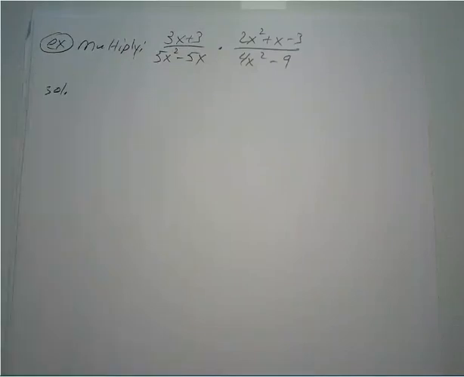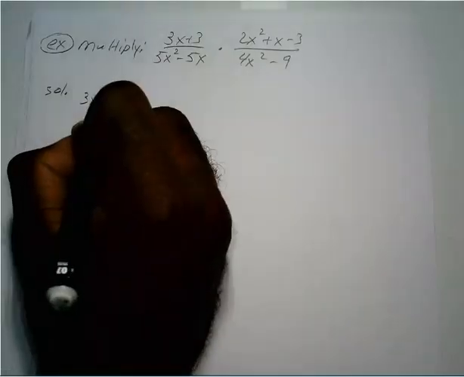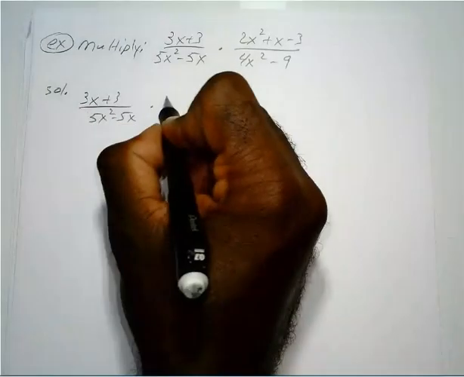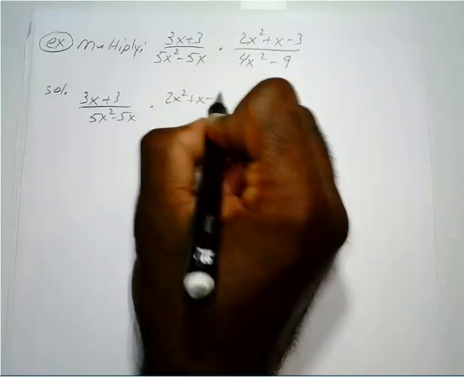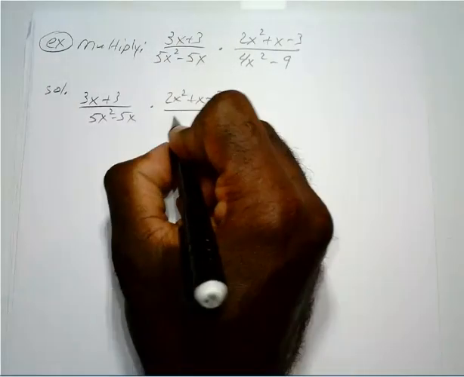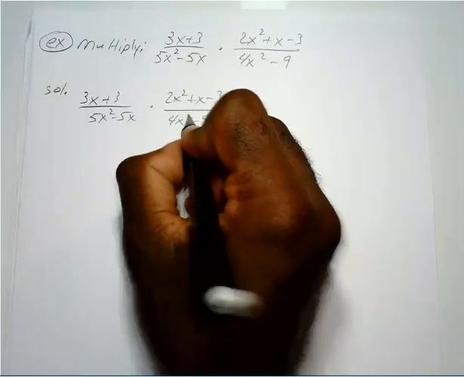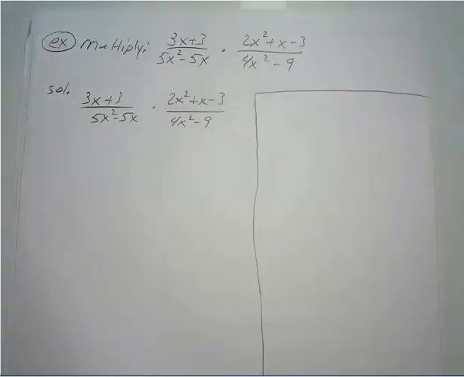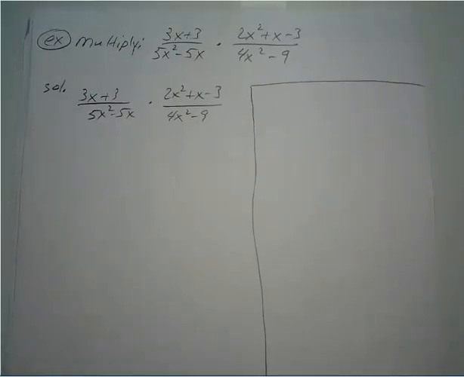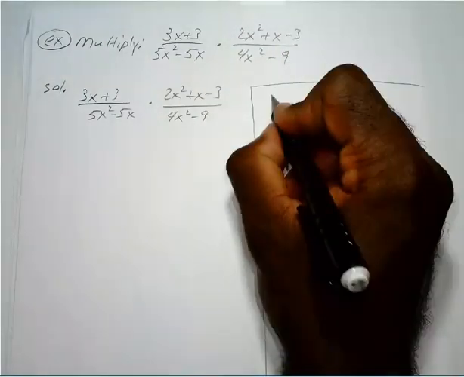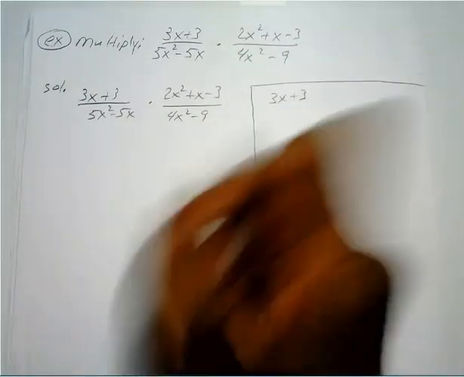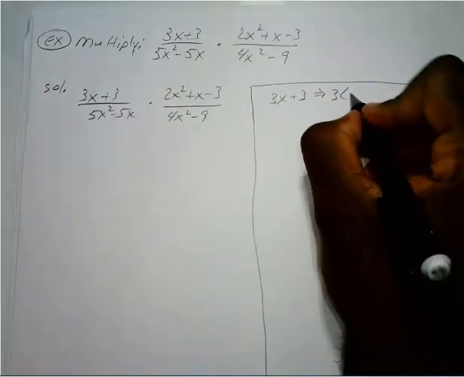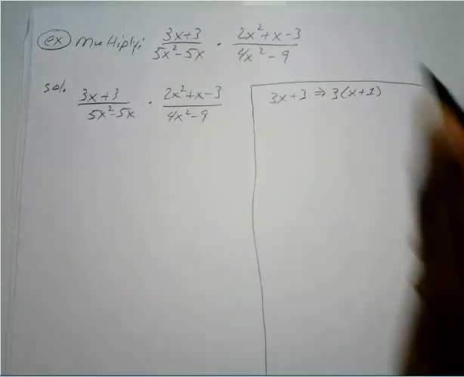Okay, so I'm just going to rewrite that. 3x plus 3 over 5x squared minus 5x times 2x squared plus x minus 3 over 4x squared minus 9. And we're going to factor each one right over here. Okay, so 3x plus 3. That one's pretty straightforward, because we can just factor a 3 out of both of those. Okay, so we have 3 times x plus 1. Okay, so we're done with that one.